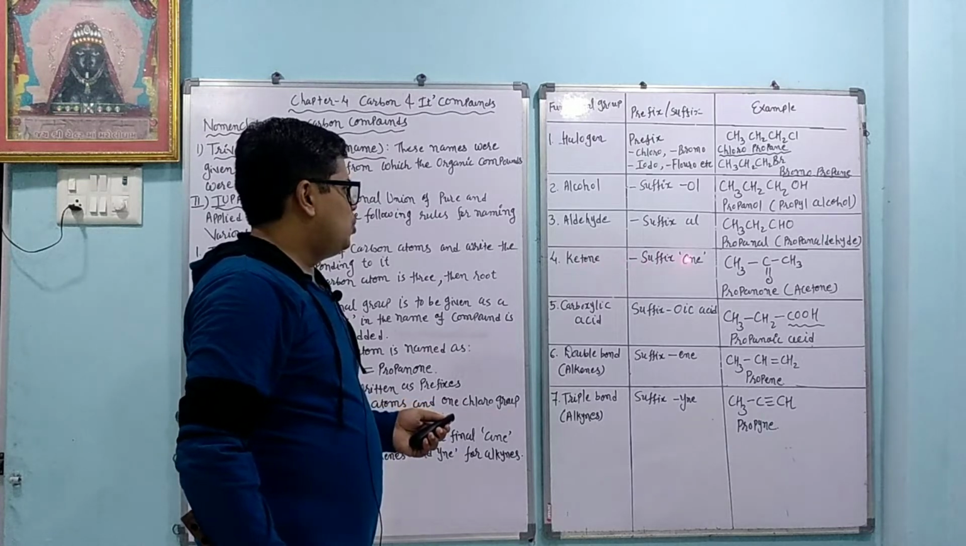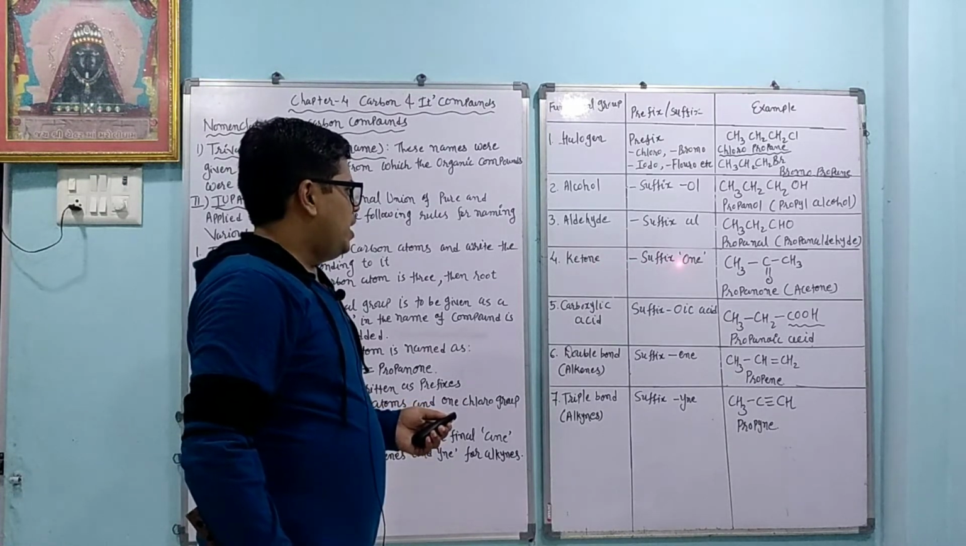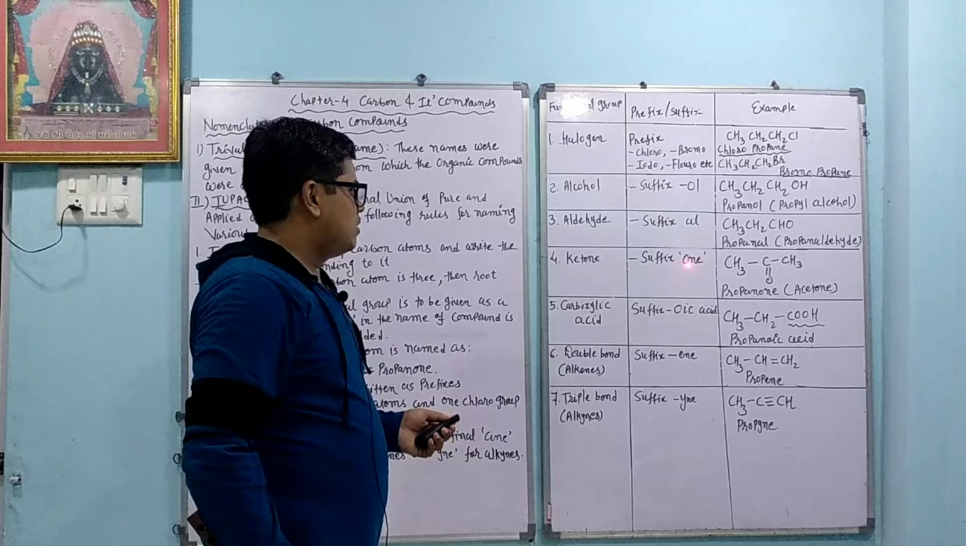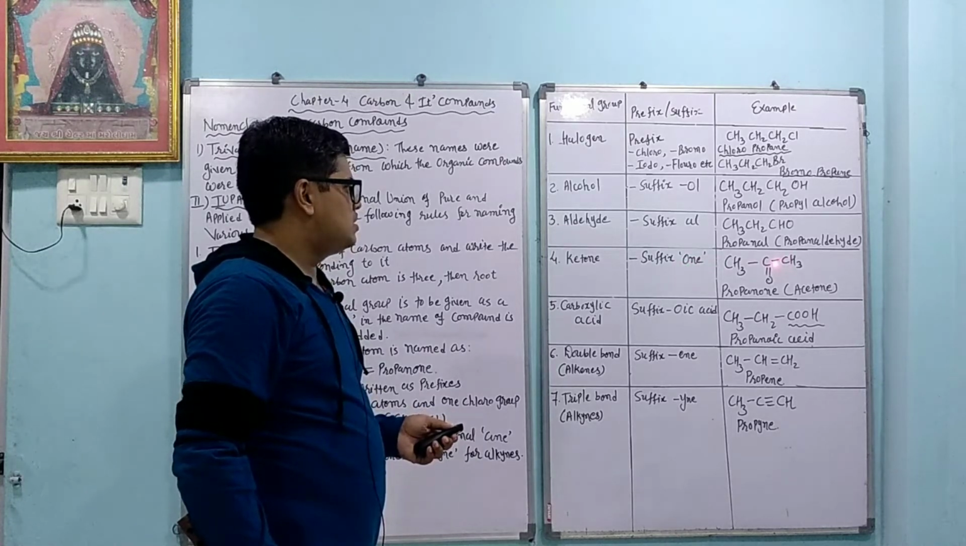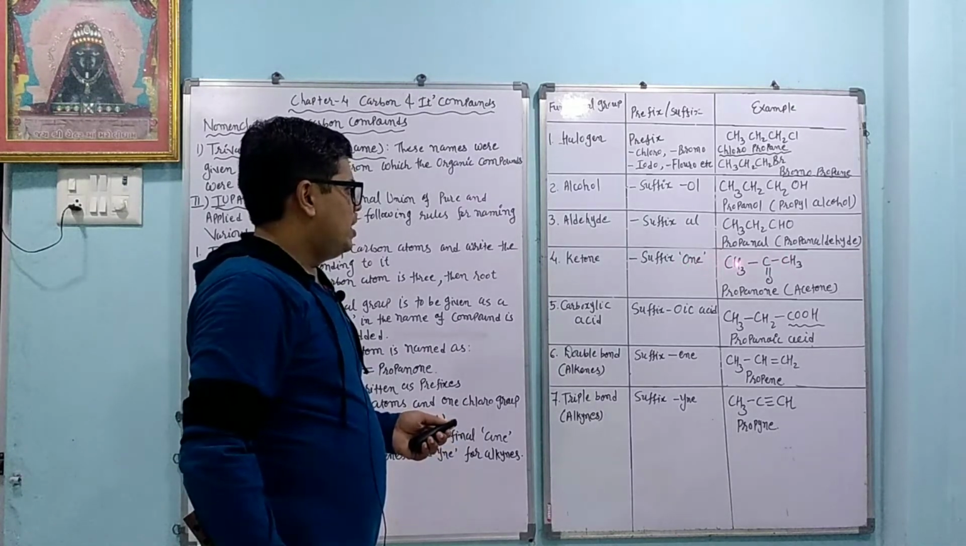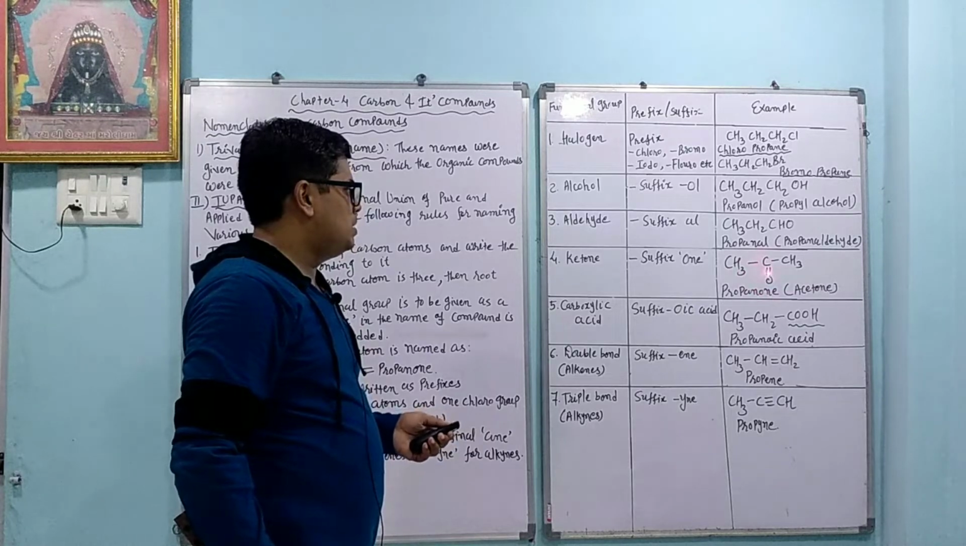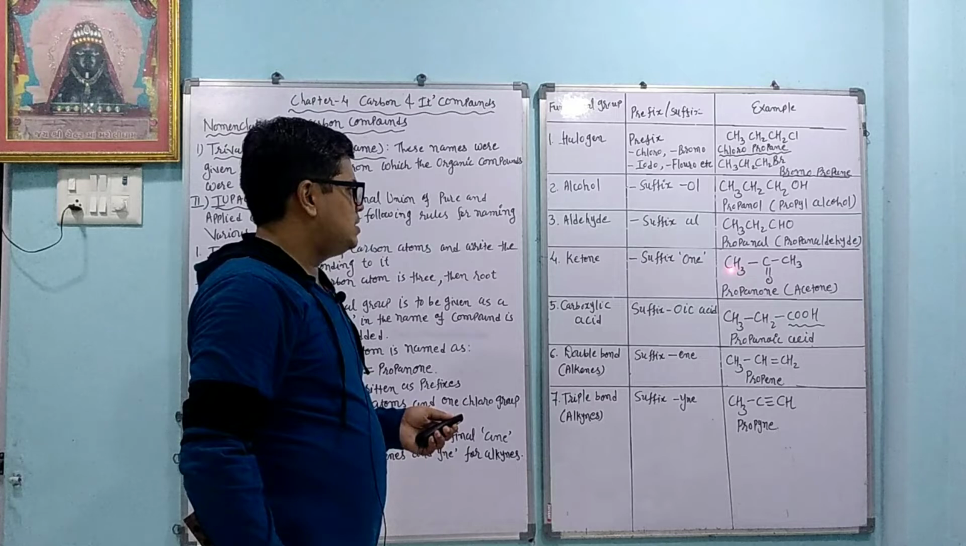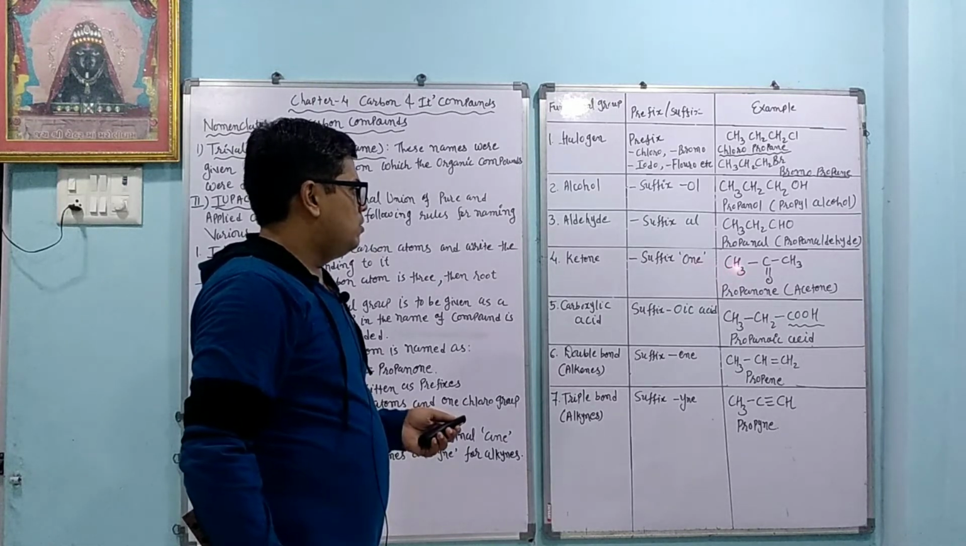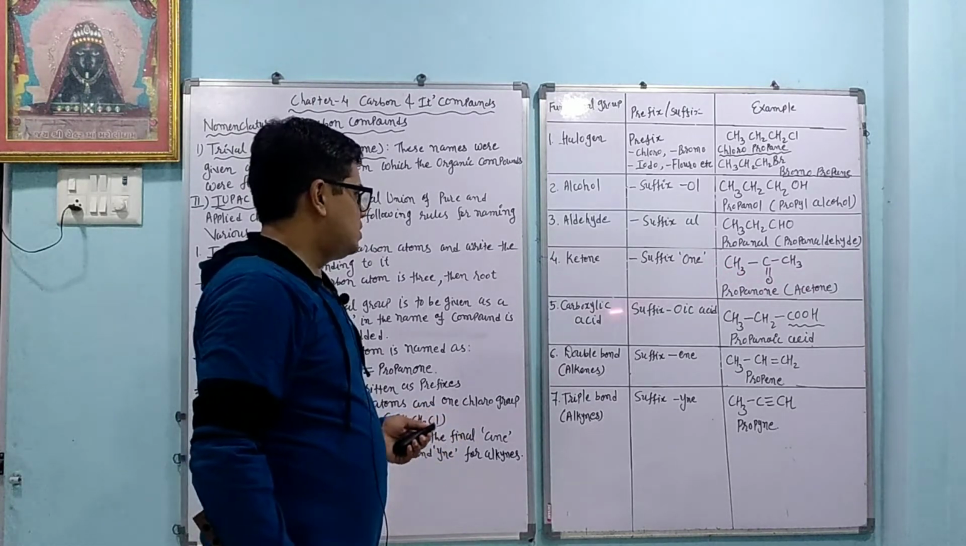Ketone: in that we have to remove the suffix e from the alkane and we have to add the suffix one. 1, 2, 3, this is propane, and a ketone group, the CO group, is present at the center. So we remove the e and add one: propanone. Its common name is acetone.